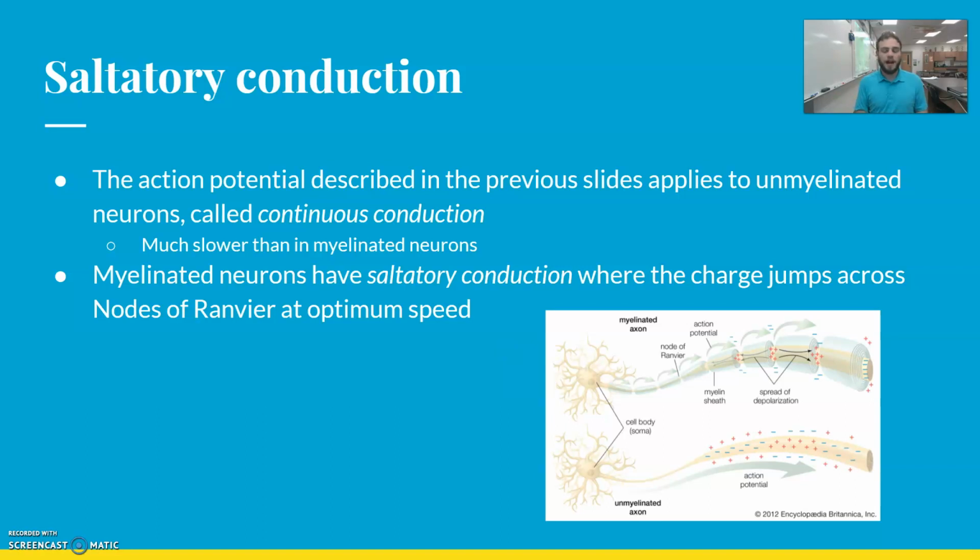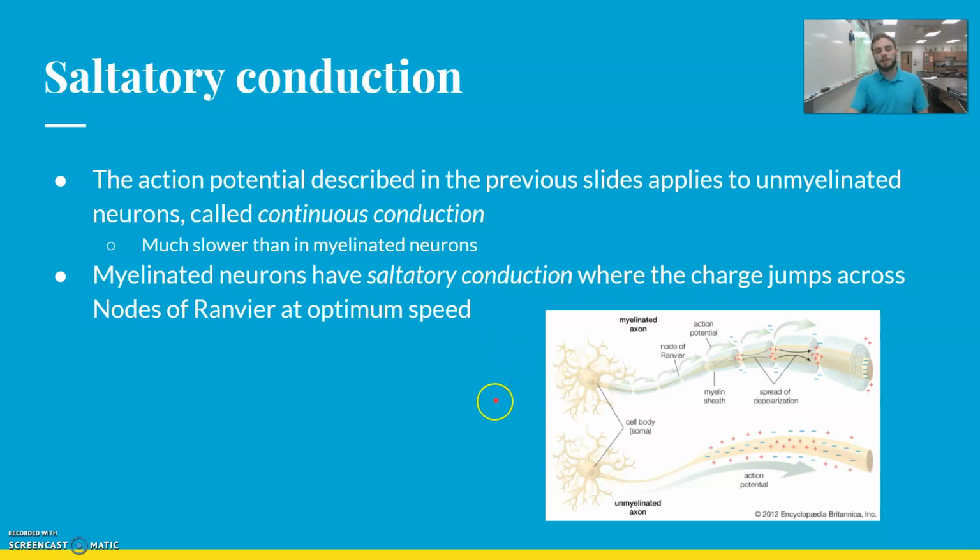So that action potential that we described there is the general description of an action potential, and that's the one that you most need to know. However, that usually only applies in unmyelinated neurons, and it's called continuous conduction of that action potential. It is significantly slower than what actually happens in most of the neurons in your body, which is called saltatory conduction, where they have myelin wrapped around them.